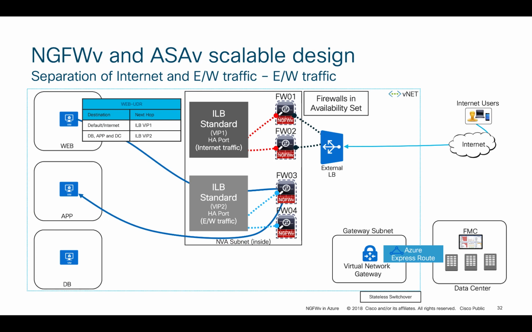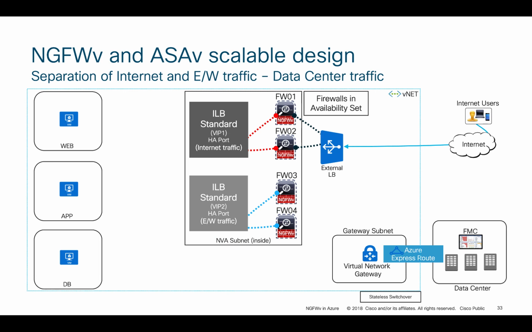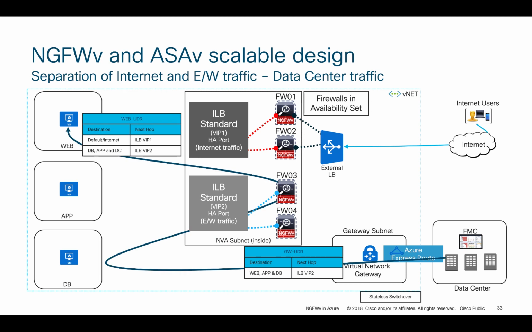Now, if traffic is east-west, traffic will come to your UDR. UDR is going to forward that traffic to internal firewalls, and from there it will go to the destination subnet. If traffic is coming from the data center, again, virtual IP 2 is picked, and that load balancer virtual IP is facing your local firewalls or your internal firewalls. Traffic is processed by firewall 3 or firewall 4 because it is east-west traffic.